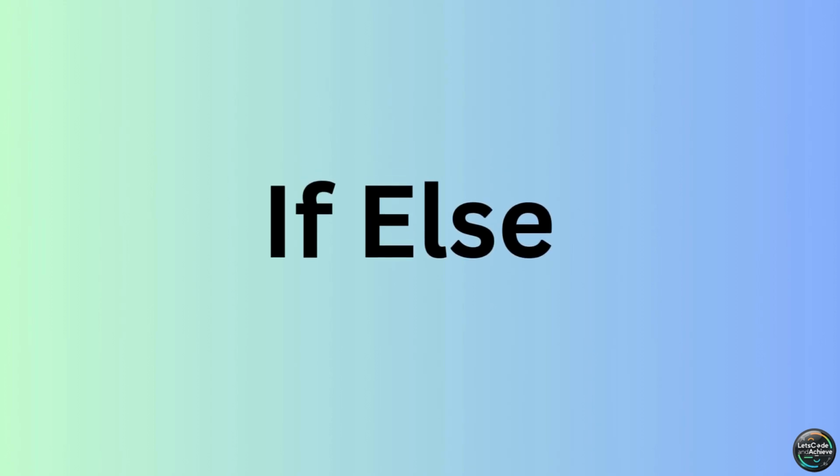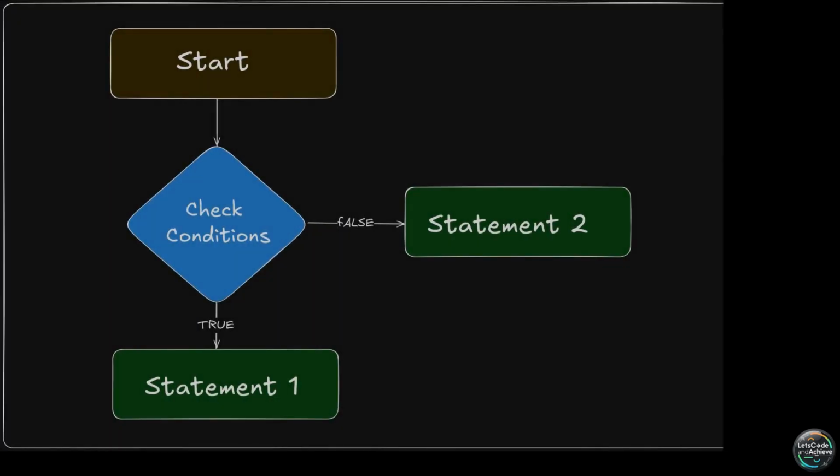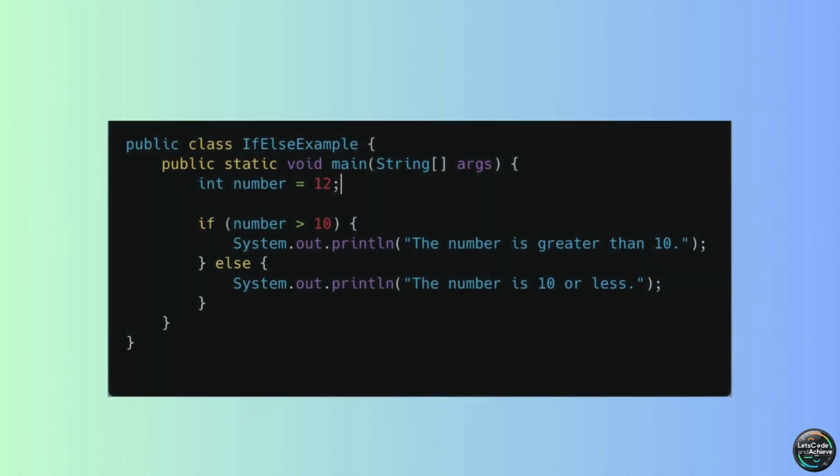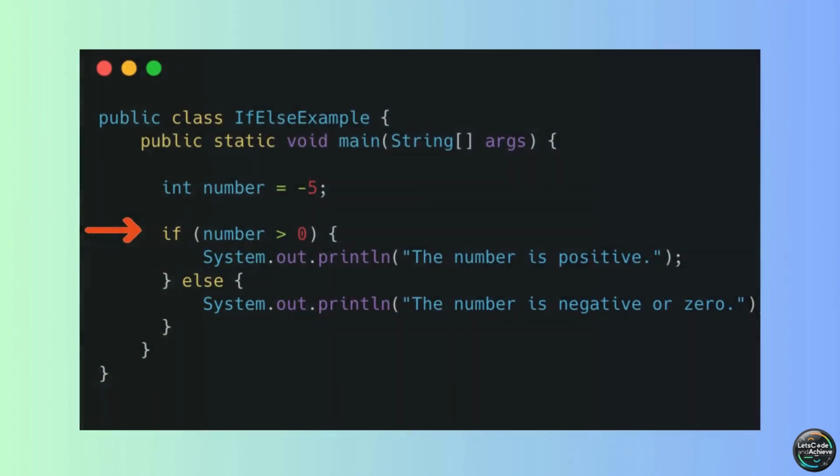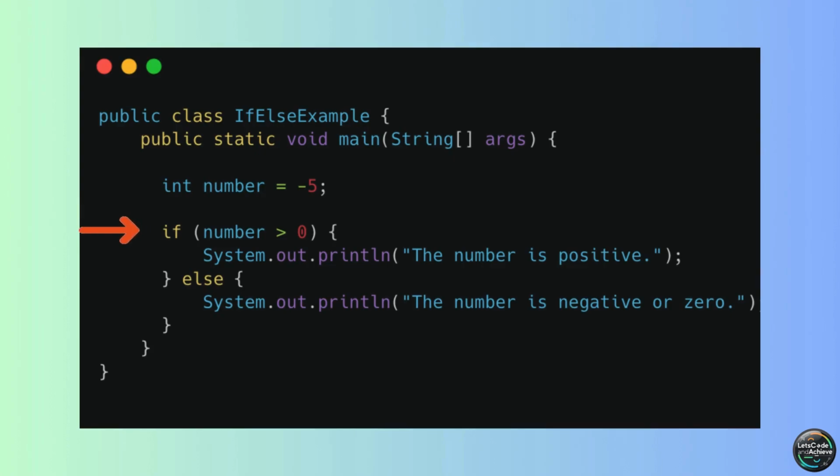Alright, let's talk about the most common decision making tool in Java, the if-else statement. It's basically the bread and butter of control flow. Here's how it works. We start with an if block that checks a condition, like is a number greater than 10? If it is, great. We execute the code inside the if block. If it's not, we can have an else block where we run alternative code. So here, if the number is greater than 0, it prints the number is positive. If it's not, meaning the number is 0 or negative, it prints the other message.